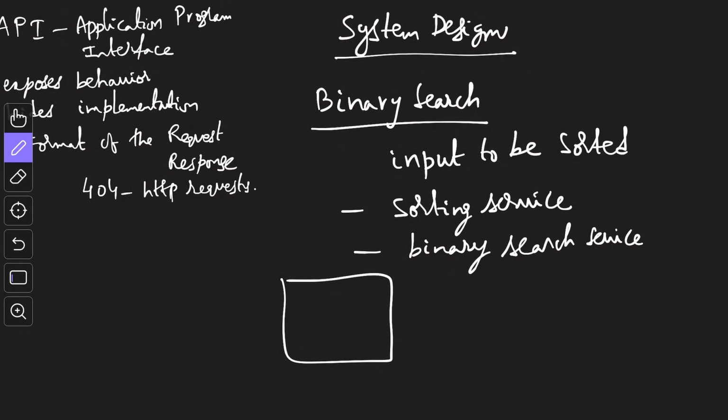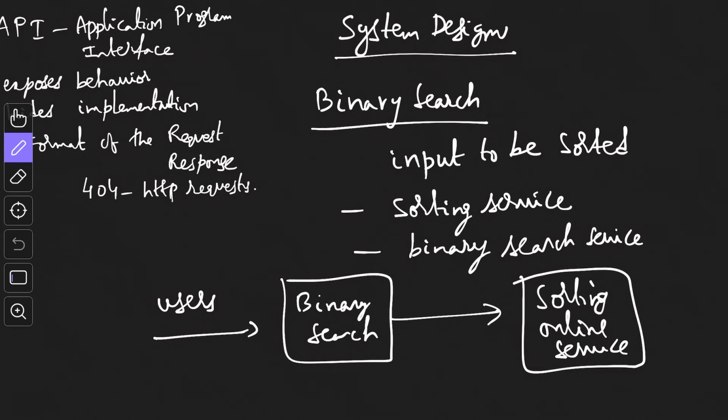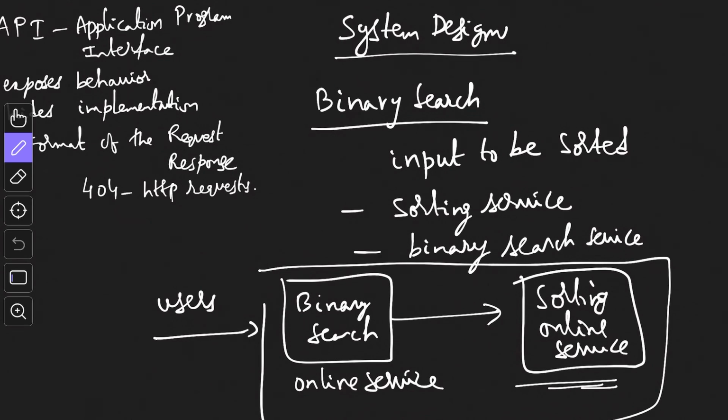So there could be an online binary search that users would talk to, and this binary search would talk to the sorting online service internally. So this binary search would use this online sorting service internally, and so this service is actually a component of this binary search online service. Thus, this together becomes a binary search online service to the users.